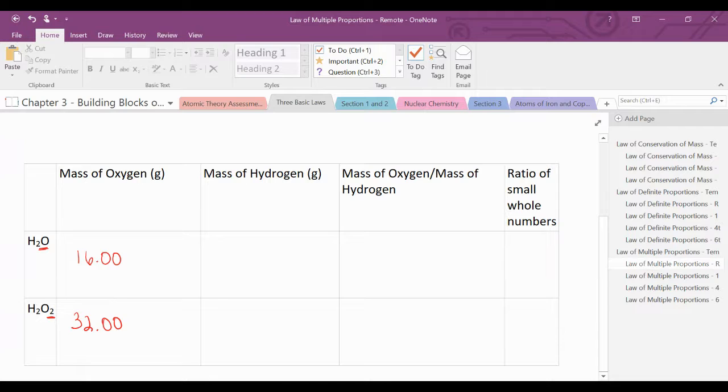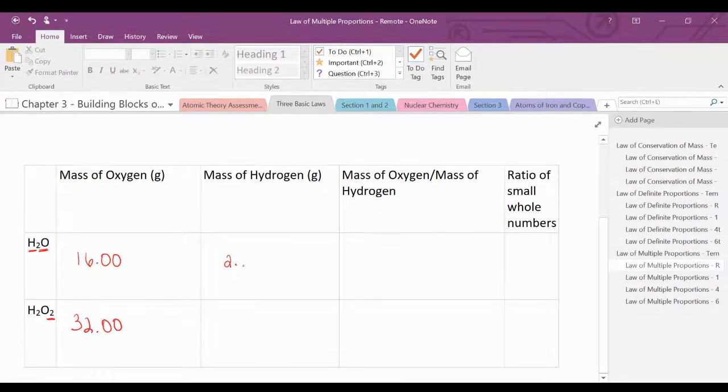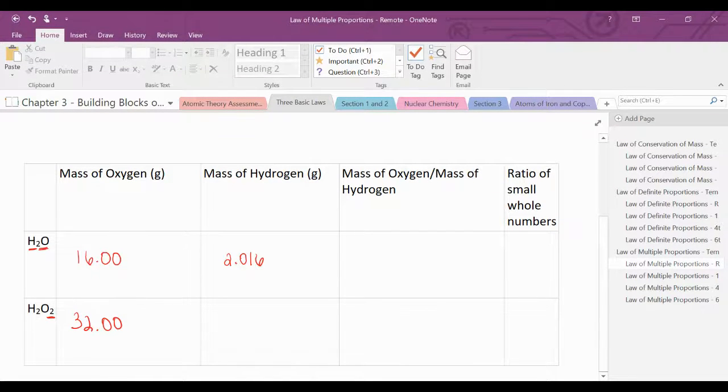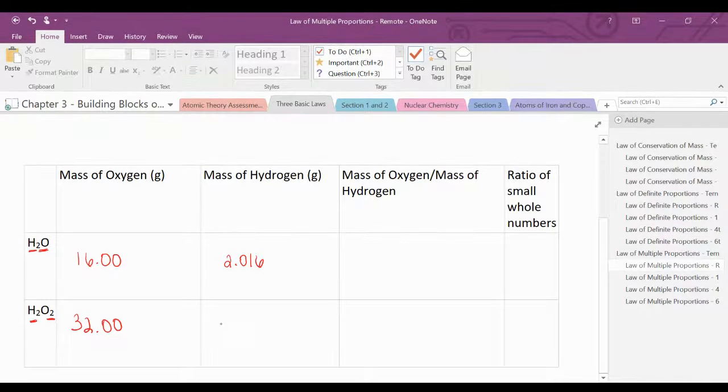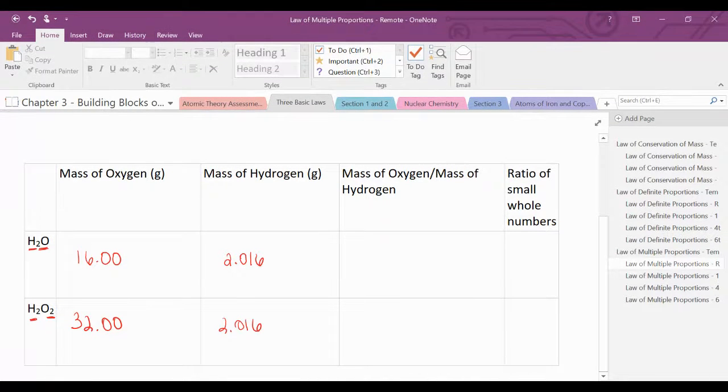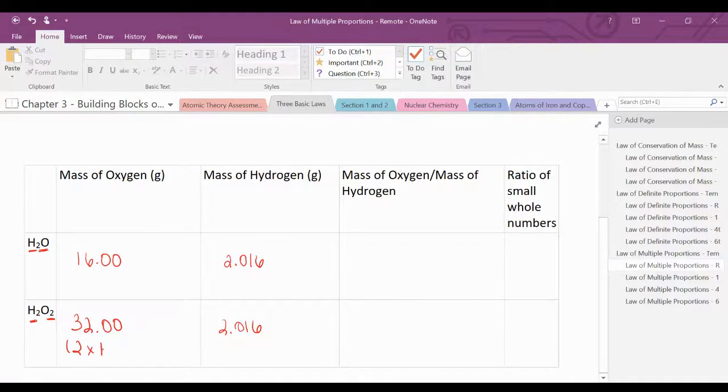All right, we're going to repeat the same thing with hydrogen. So hydrogen is number 1 on your periodic table. And so if I look at water, there are 2 hydrogens. So I'm going to take 2 times the mass from the periodic table. We get 2.016. And our hydrogen peroxide also has 2 hydrogens, so I get 2.016 here. Okay, I'll make a little note here that I took 2 times 16 to get this number.